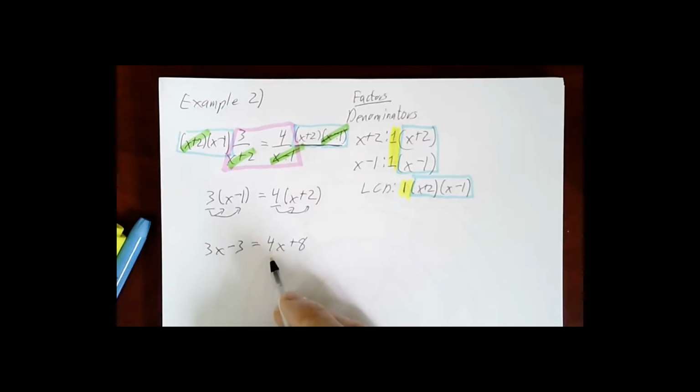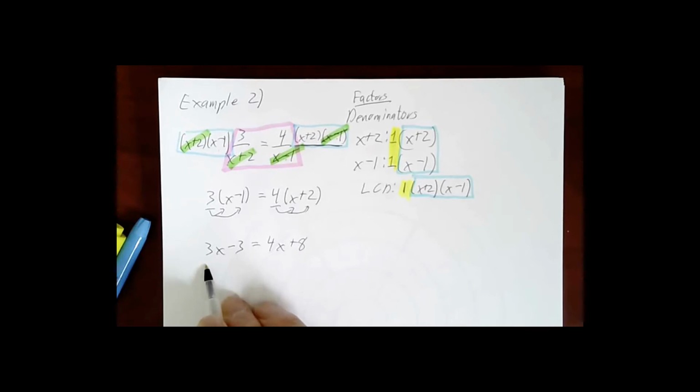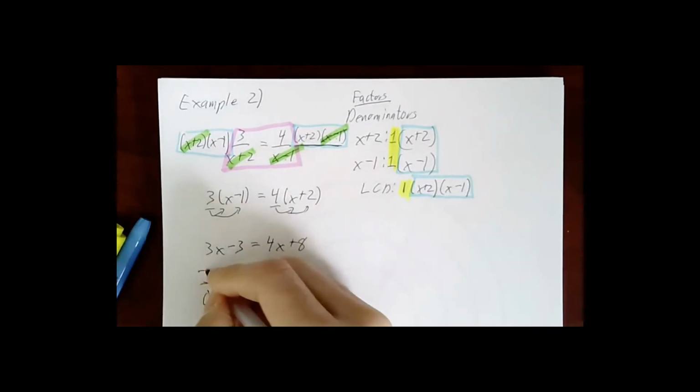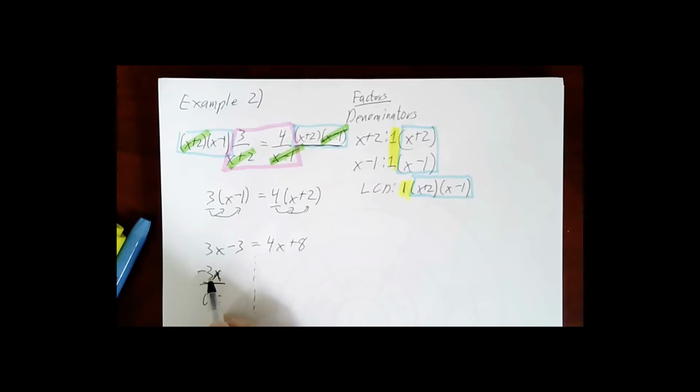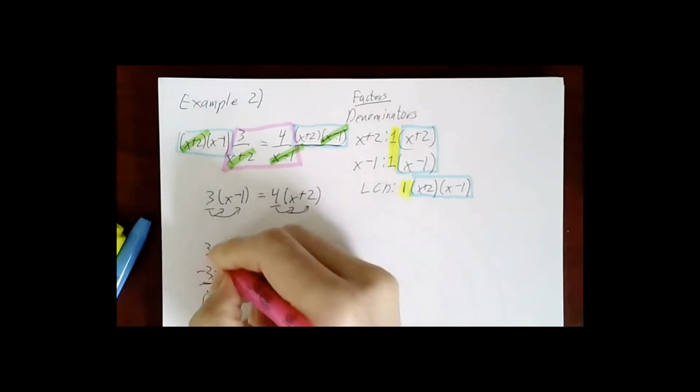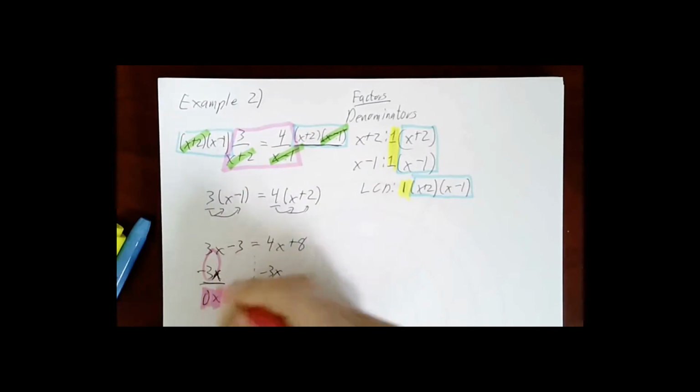To solve this, I'm going to move all my x terms to the right side, and what that means is that my left-hand side needs to have 0 x terms. In order to have 0 x terms on the left-hand side, I need to subtract 3 x's. But if I subtract 3 x's from one side, I must maintain a balance, and so I have to subtract 3 x's from the other side as well. These subtract to 0, which gives me my 0x.